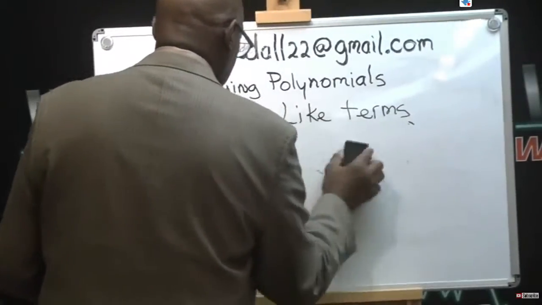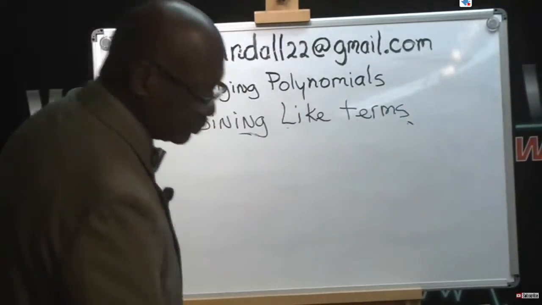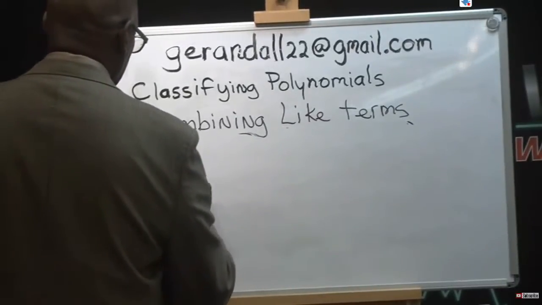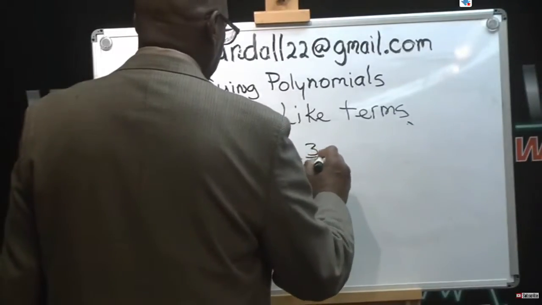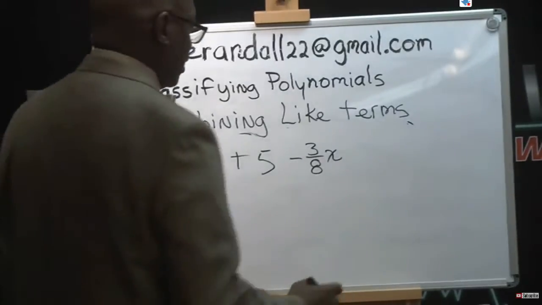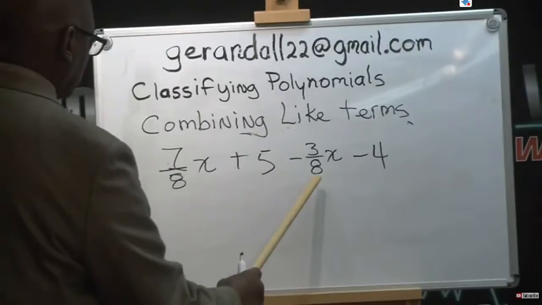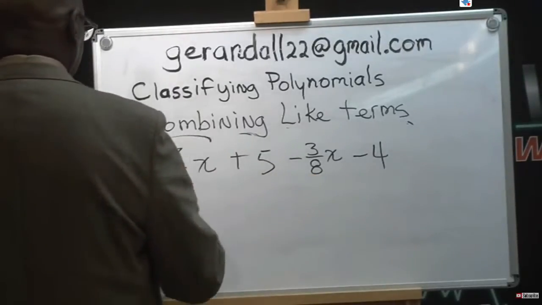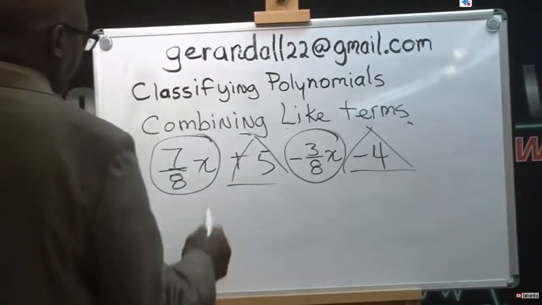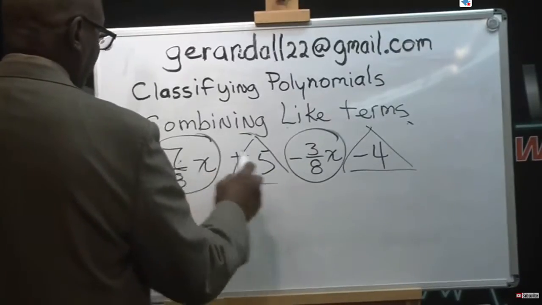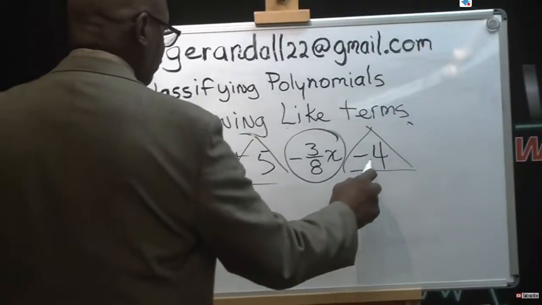The process is the same even when we have fractions involved. For example, we have 7/8 x plus 5 subtract 3/8 x subtract 4. Again, combine like terms. What terms are like? 7/8, 3/8. Circle them. And then, of course, the numbers. So again, this is subtraction. 7 minus 3, 4/8 x. And 5 minus 4 is a plus 1.